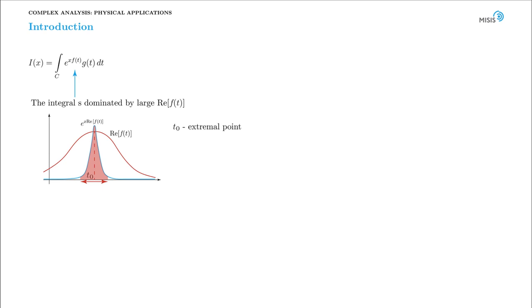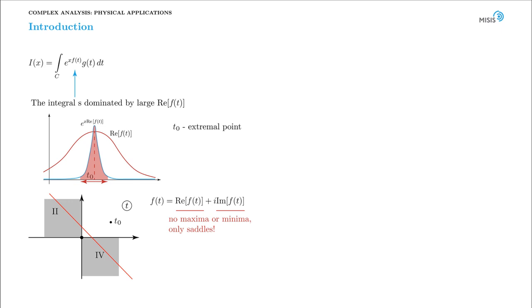There are two possible problems, though. The first one is that the point t0 most likely doesn't lie on the contour. The second one is even more serious. We integrate in the complex plane. The real part of the exponent, being the real part of an analytical function of complex variable, has no maxima or minima. It has only saddles. This is the fundamental property of analytical complex functions. So how do we tackle these two issues?